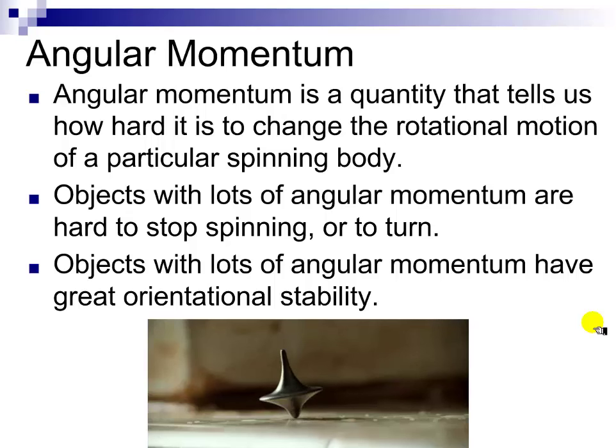This is a video about angular momentum. Angular momentum is a quantity that tells us how hard it is to change the rotational motion of a particular spinning body, like this top. Objects with lots of angular momentum are hard to stop spinning or to turn. Objects with lots of angular momentum have great orientational stability. So basically, it's like linear momentum, except for objects that are spinning.